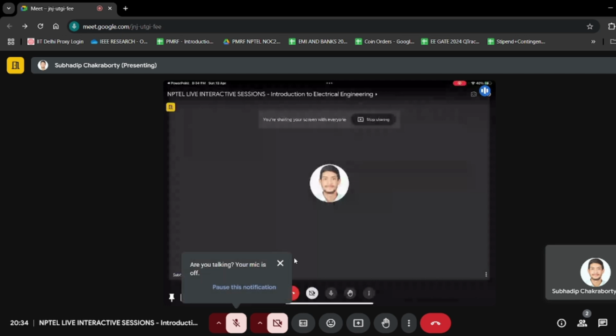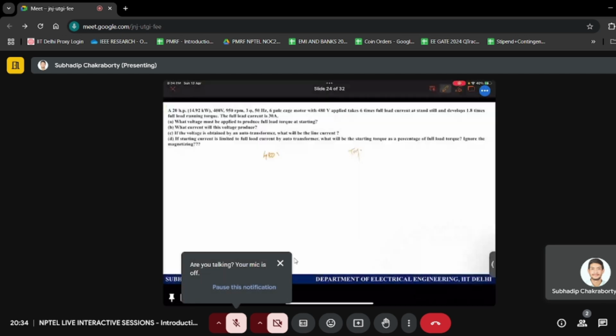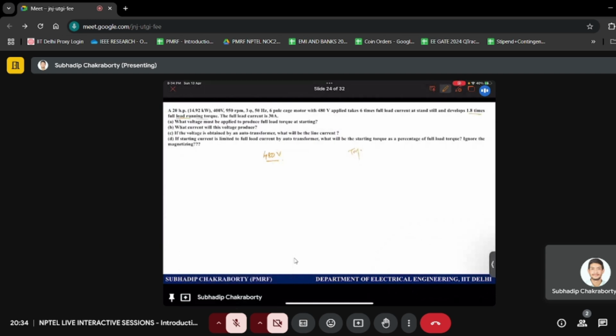So it is given that at 480 volts, if we give it at start, then it will develop 1.8 times the full load running torque. But we want TFL at start. Then the problem says how much voltage to give.